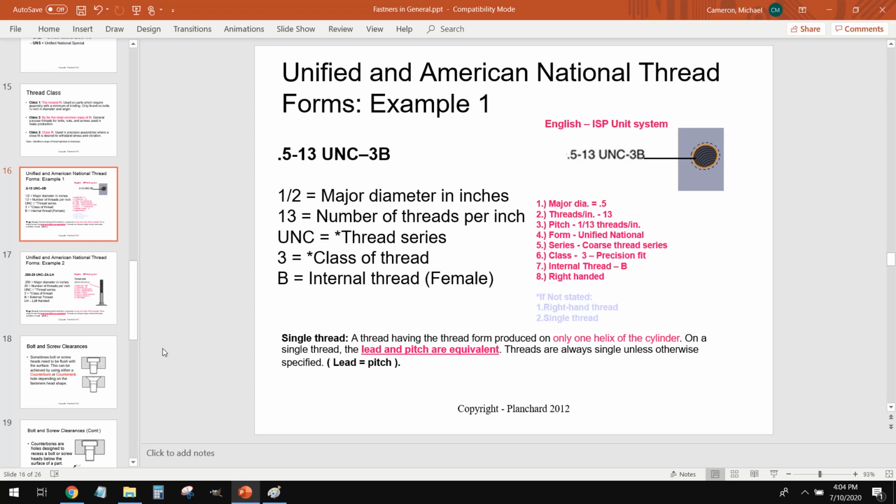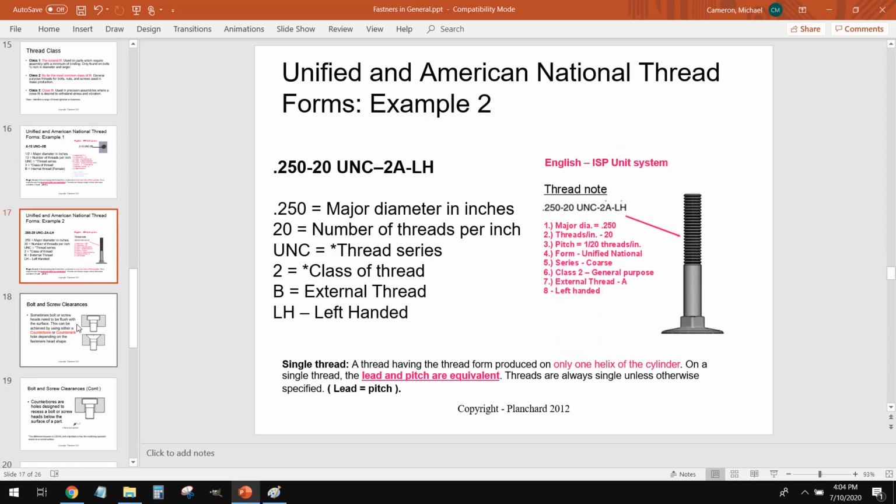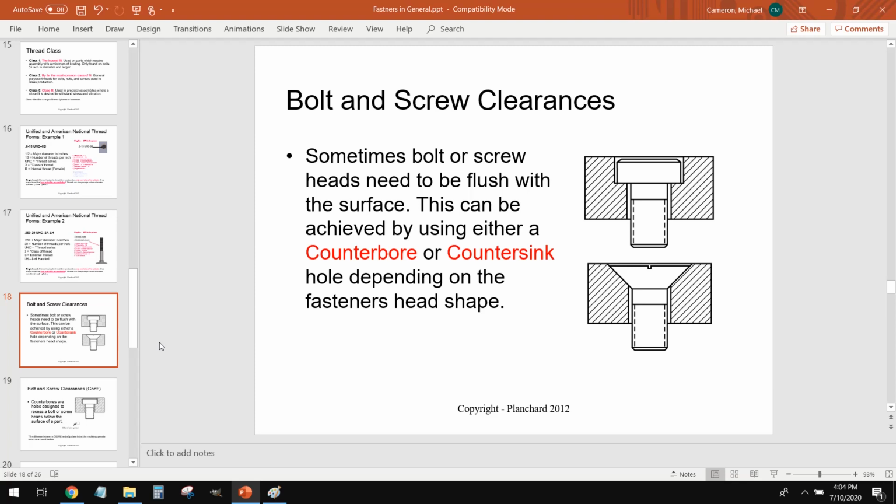Now, when it comes to threads and fasteners specifically, we have to accommodate the screw head. And there are two common types of screw heads. There's what's called a socket head cap screw, or a socket head screw, and there's what's called a flathead screw. So a socket head or a button head cap screw is going to have a flat shoulder here and then a head here. The flathead is going to have a sloped shoulder, and we denote how we countersink and counterbore these differently.